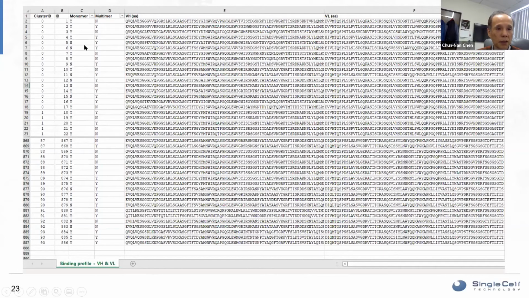And so here is the binding profile I said. So these are the ones that bind to the monomer, but not the multimer. So there's a lot of that here, right? Obviously. So here's the corresponding amino acid sequence for the heavy chain VH and VL. So this is a relatively simple study here, and this is the ID, just the index of different clones, up to 886 paired sequences that we found from this particular campaign.